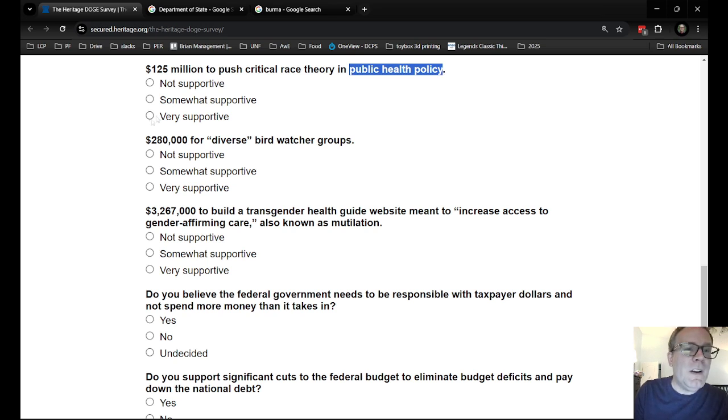So I'm going to say very supportive, because if I'm not familiar enough with the thing, I don't want to vote against it. I don't want to express a lack of support for it. I want people to be able to do stuff that they believe is beneficial for other people.